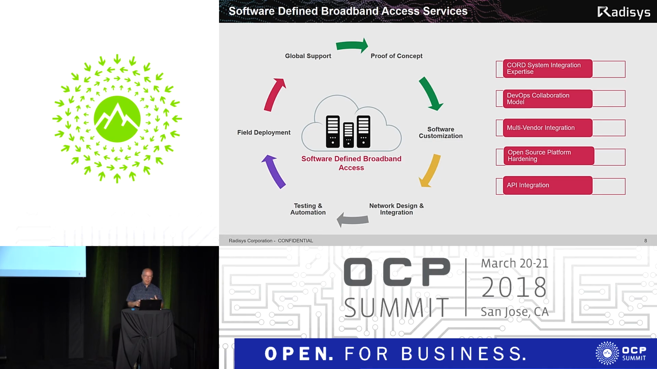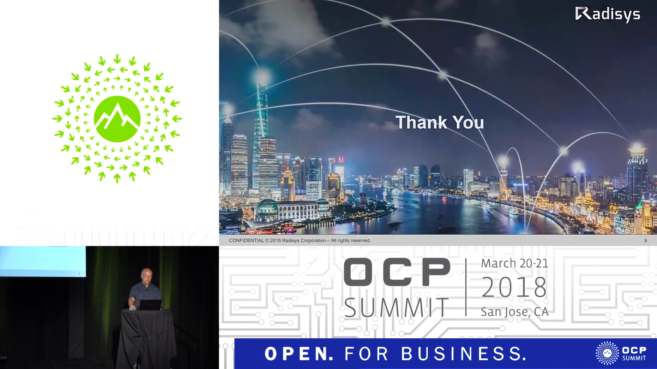With testing and automation, you have to ensure that it's fully tested and hardened for deployment. You have to do the deployment itself. Once deployed, you need a global support structure that can get fixes, get replacement hardware, etc. Radisys and ServiceEngine can accelerate your system integration process.